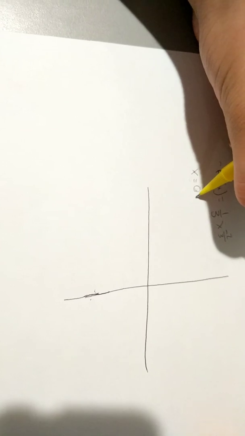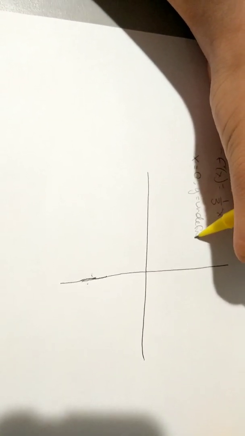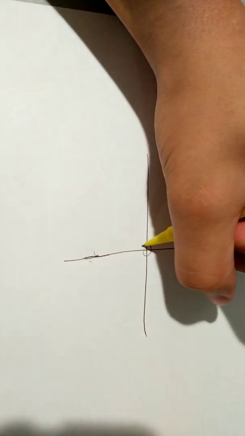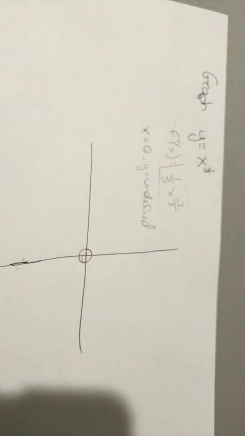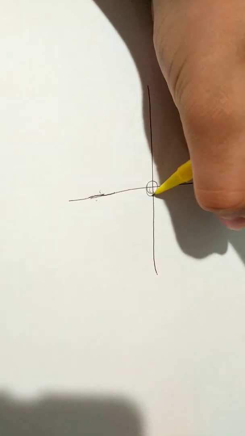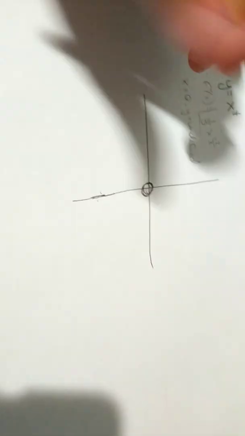One thing to note here is that when x equals 0, y is undefined, so I'm going to leave this circle open. And looking at this function, trying to analyze if there are any special values for x where f prime of x is something special, we don't have any. That means that this is all we have to go on. This is going to be the only critical point, and it's an undefined point right here.